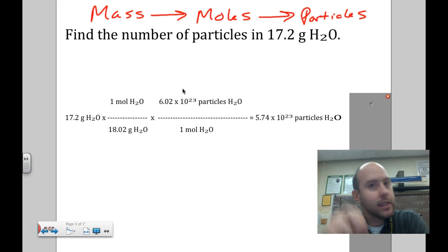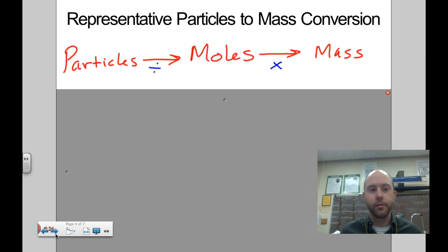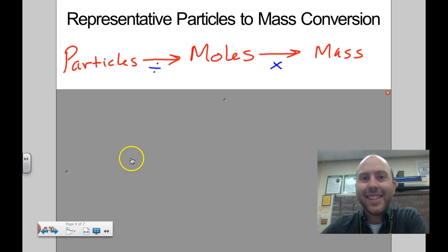Now, some of you may see the shortcut in this, but don't worry about the shortcut. Don't use the shortcut because technically you're not supposed to use the shortcut. The main thing is you can never go from mass to particles in one move. You have to change it to moles first. If I go the other way, this would be particles to mass. Well, in this case, I have to go to moles first.